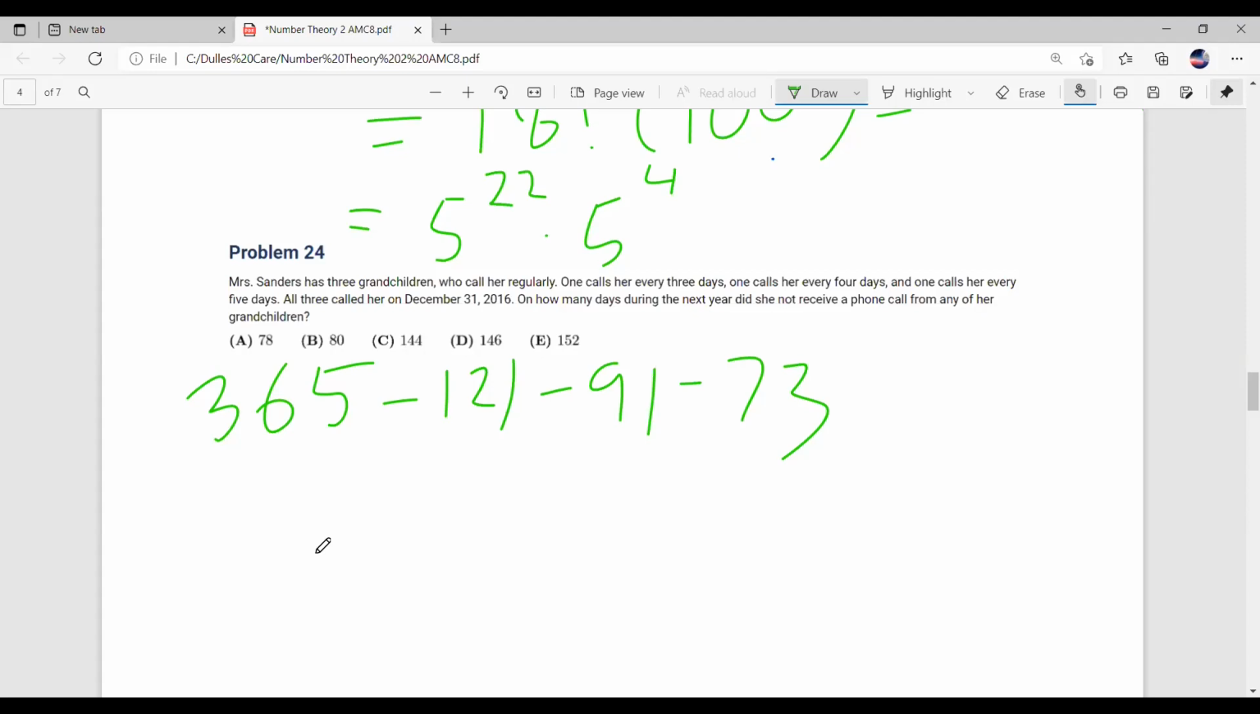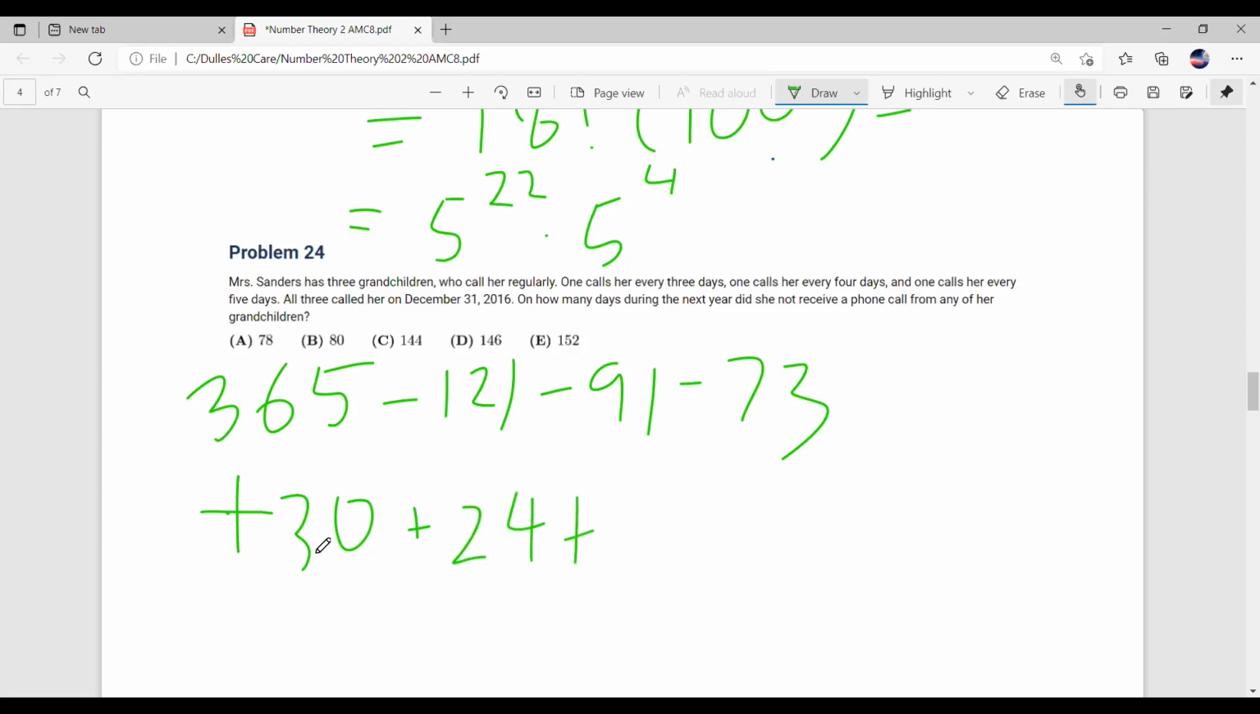So indeed we have to consider the principle of inclusion and exclusion, meaning, what if on every 12 days her first grandchild and her second grandchild call, right? Because 12 is a multiple of 3 and 4, naturally every 12 days their call would overlap. So we have to add back 365 divided by 12. What's 365 divided by 12? You get 30, right? And then we also have to add back the days in which her first grandchild and her third grandchild call together. That would be 3 times 5, 15. So 365 divided by 15, what's that equal to? 24.